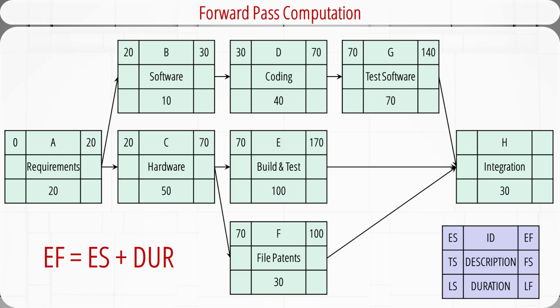We carry 70 to E and F. 70 plus 100 is 170. 70 plus 30 is 100. Activity H has 3 immediate predecessors, G, E, and F. Out of these 3 predecessors, activity E has the largest early finish time. So we carry 170 over to H. 170 plus 30 is 200. Because H is the end node of the project network, we conclude that the earliest finish time of the whole project is 200 workdays.